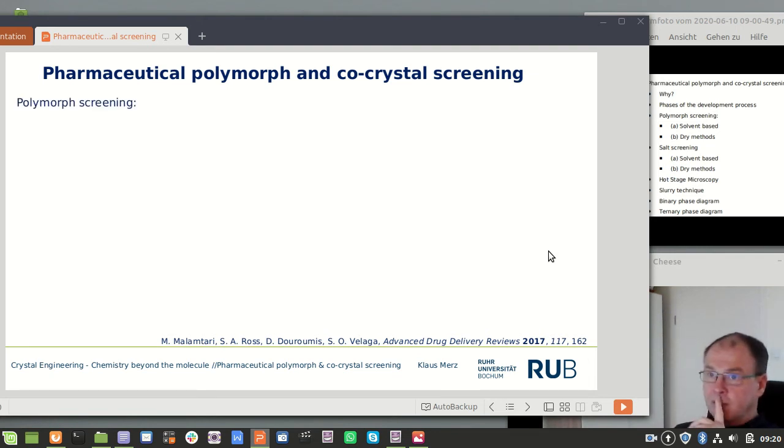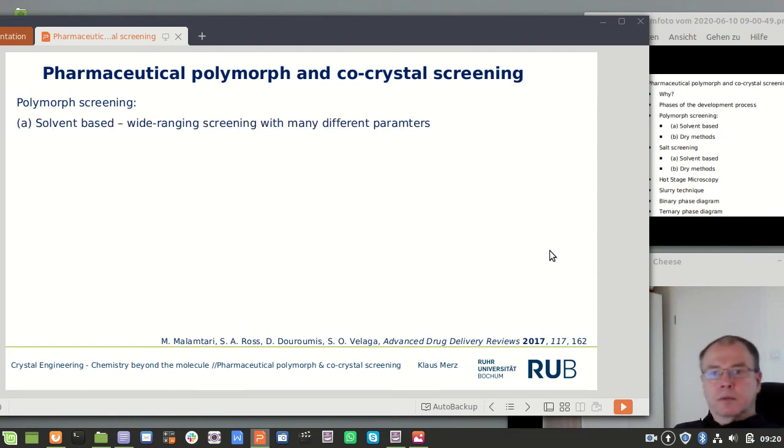So let's have a look at polymorph screening. The most typical polymorph screening is solvent-based. We can say we have two most typical forms: one is solvent, the second is mechanochemistry. We will come to this point a little bit later, but first talking about solvent-based. And you see it is a wide-ranging screening with many different parameters.